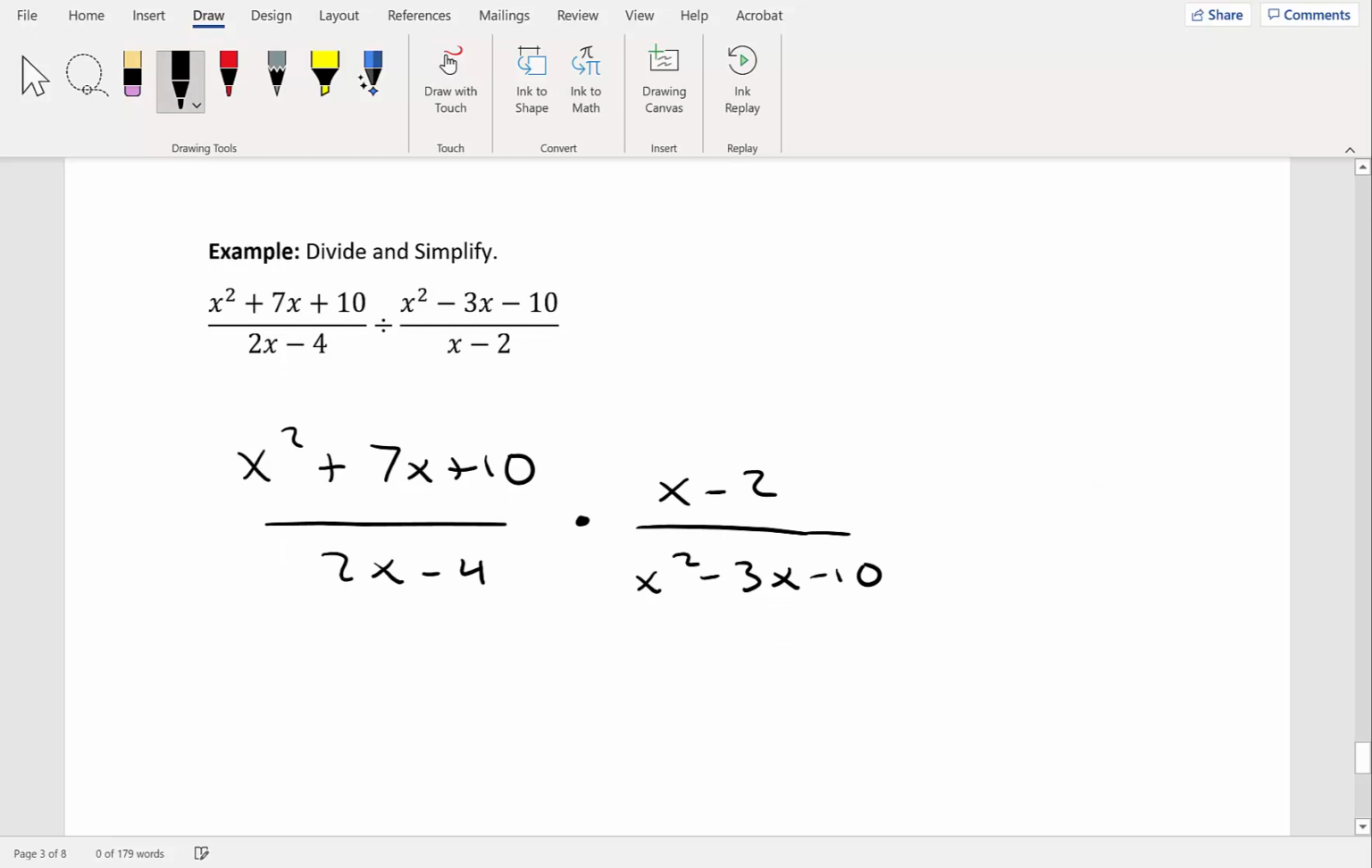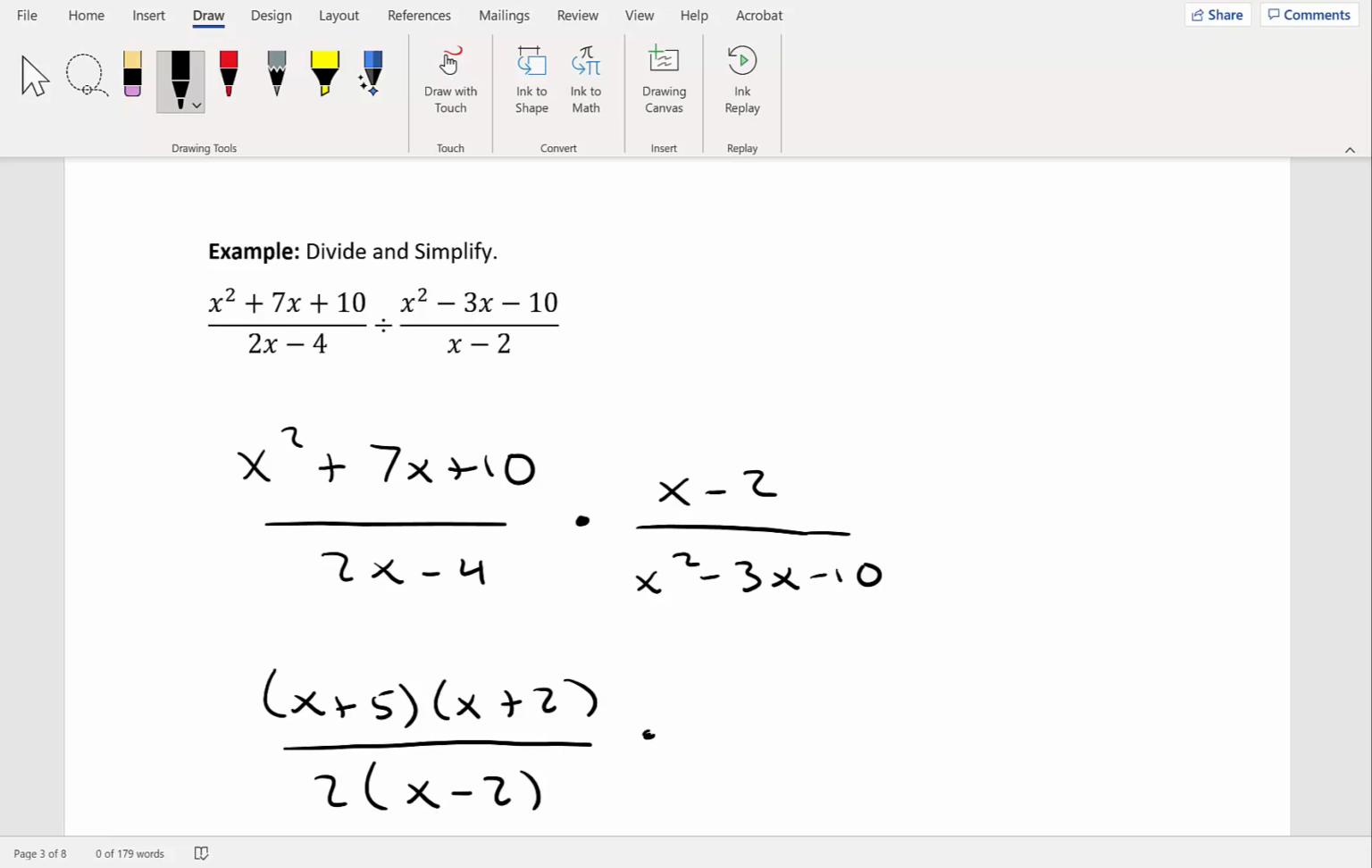And now you're going to factor these out completely. So for the first fraction, the numerator, you need two numbers that multiply to give you 10 and add up to 7, which is 5 and 2. So I have x plus 5 and x plus 2. The denominator, there's a GCF of 2. I can factor that out. I have x minus 2.